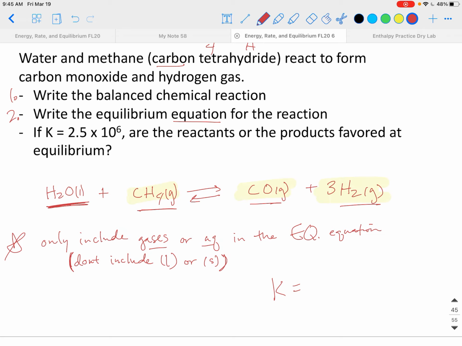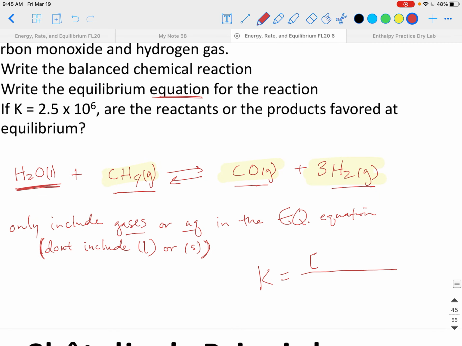People get confused when I say write the equilibrium equation. I'm not talking about the balanced chemical reaction. We've already written that part. Now we're talking about the equation for K. So we're going to plug in the concentration. I don't have any numbers that I'm plugging in. I'm just writing the concentration of CO. And we don't have any coefficients for carbon monoxide. So just write CO. I don't have any to raise it to the power of anything.